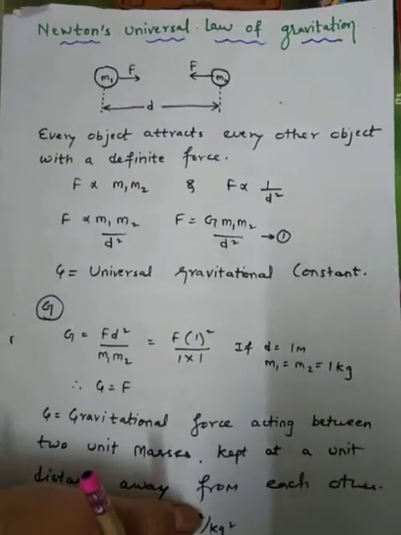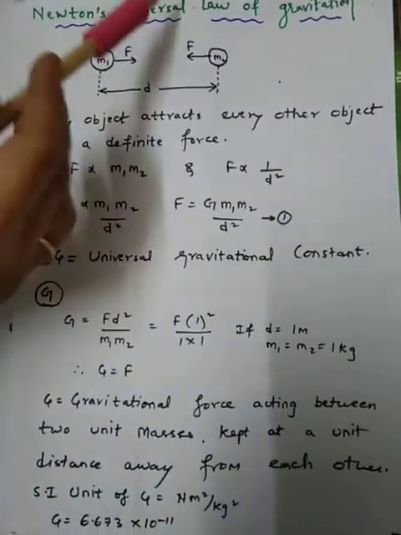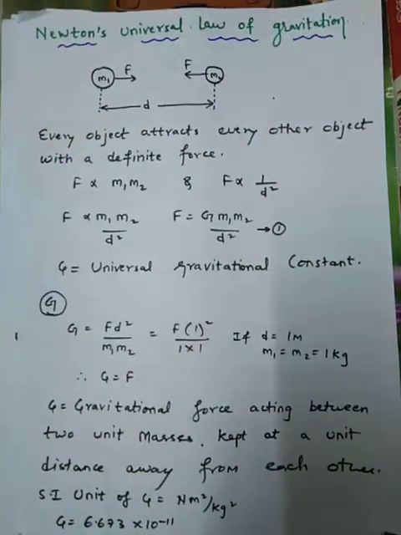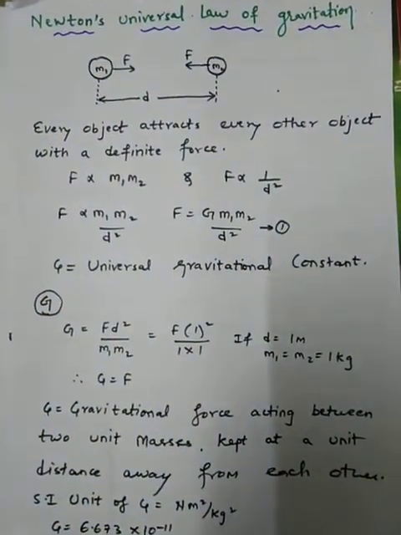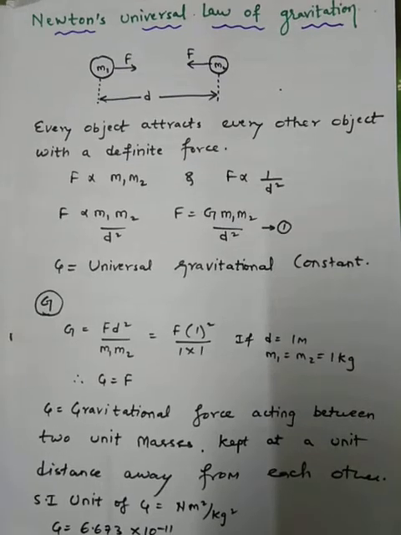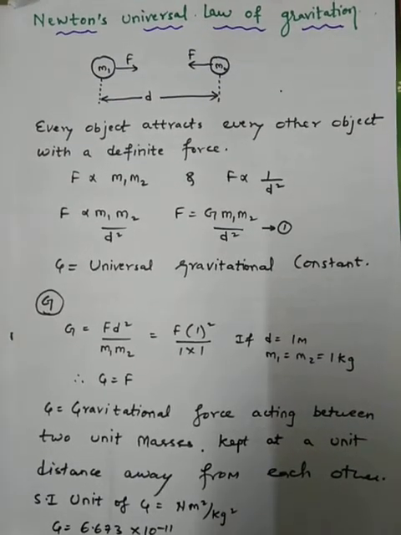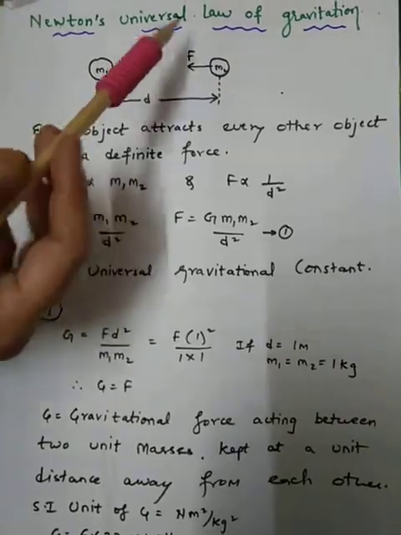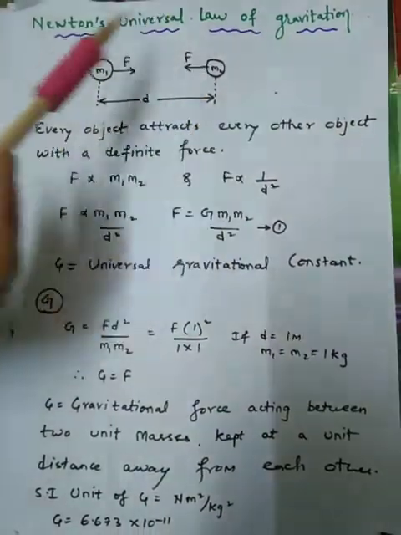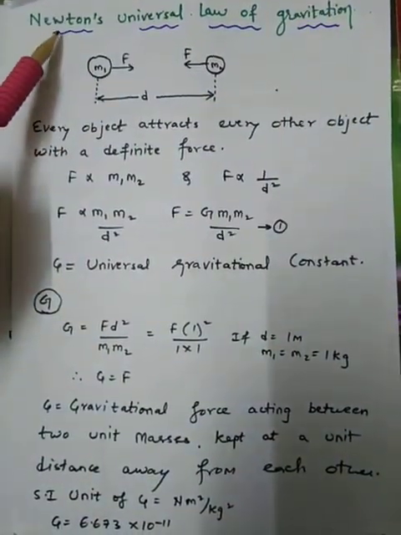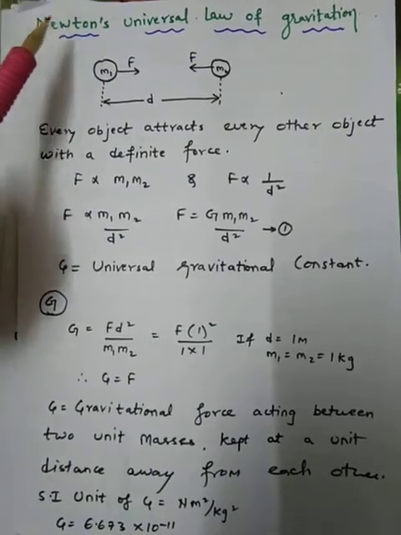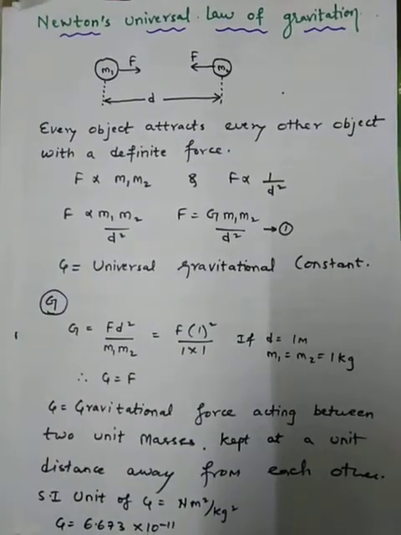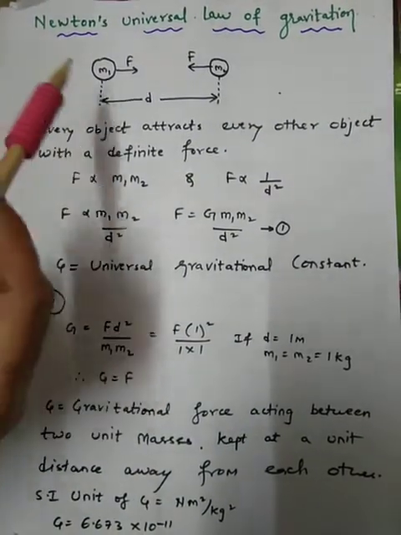concept that we will cover today is Newton's universal law of gravitation. In 9th standard we had 3 laws of motion for Newton. In this chapter we have only one, but that is the most important question from the chapter. Newton's universal law of gravitation means it is not applicable only on the earth, but between any two objects in the universe.